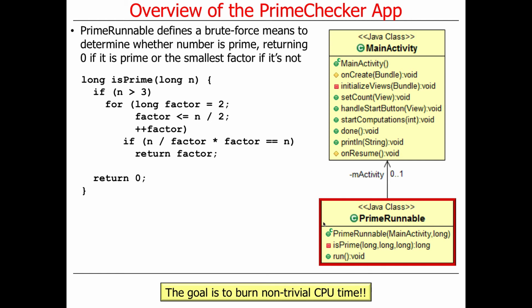Here's the prime number calculation. This is a brute force way of doing this, so it's intentionally meant to just burn CPU. There are much, much more efficient ways of computing prime numbers than the one that's shown here. But we're just trying to chew up time. And this is inefficient for a whole variety of reasons we won't talk about. The way it works is it either returns 0 if the number is a prime, or it returns the smallest factor if it's not prime.